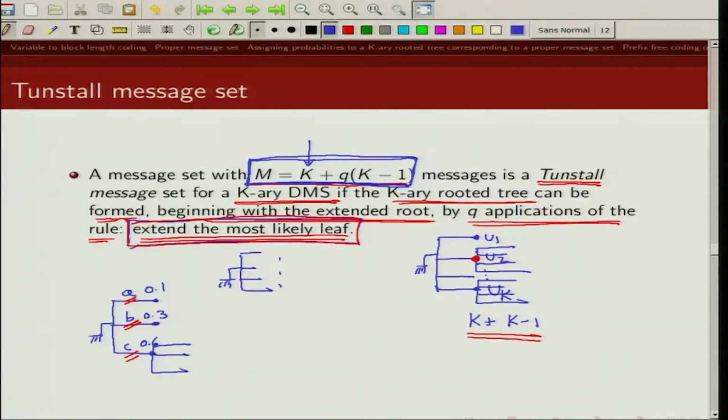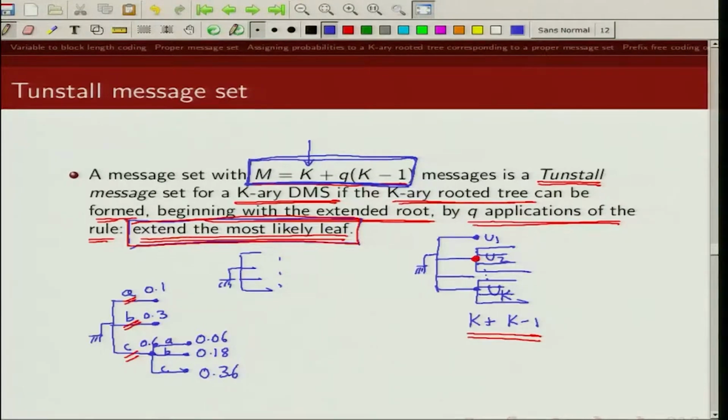Now if I extend this particular leaf, what are these probabilities? For A, B, C, the probability is the probability of this node, which is 0.6, multiplied by the probability of the letter A, which is 0.1. So this is 0.06. This is 0.6 times 0.3, which is 0.18, and this is 0.36.